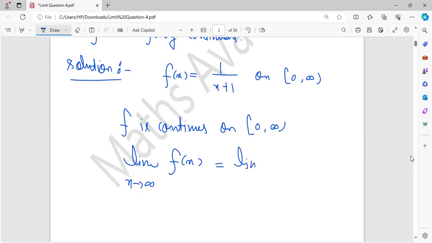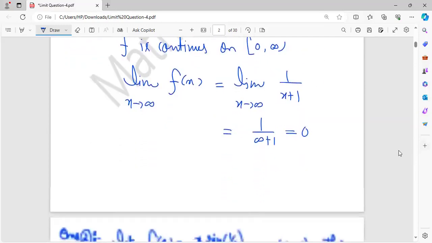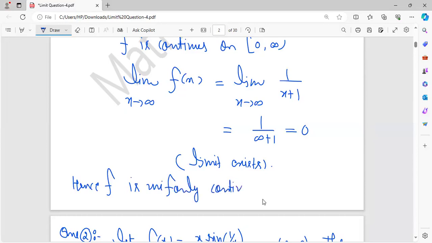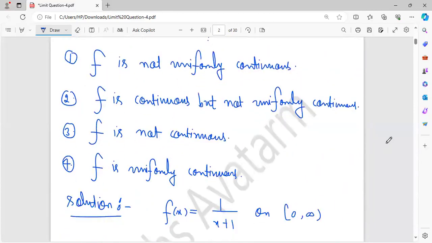Let's see what the limit is. Does the limit exist? You see that 1 upon infinity plus 1 is 0. So this implies the limit exists. Hence, f is uniformly continuous on [0, infinity). So which option is correct? Option number 4 is correct. Okay, now move to the second example.